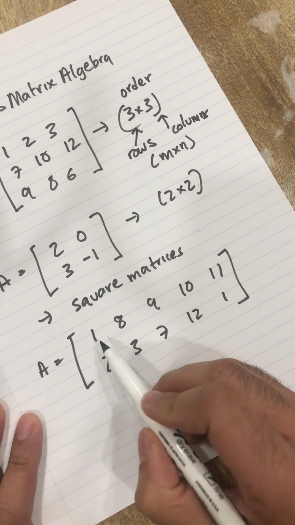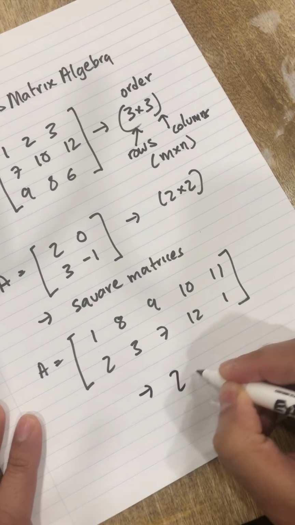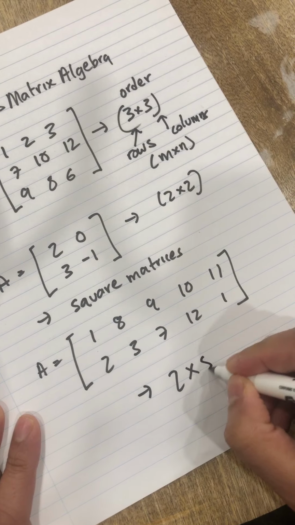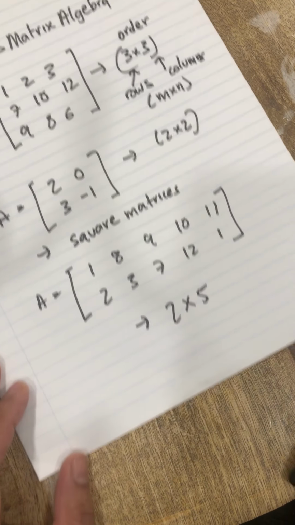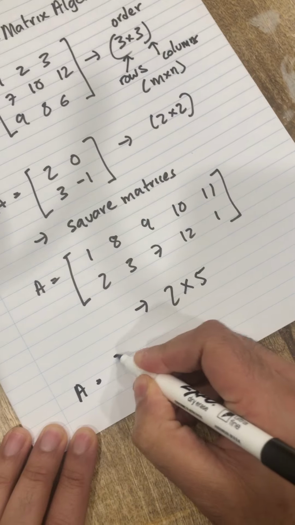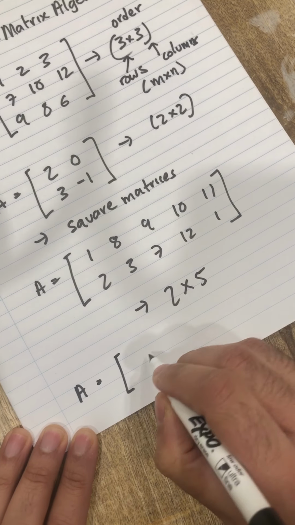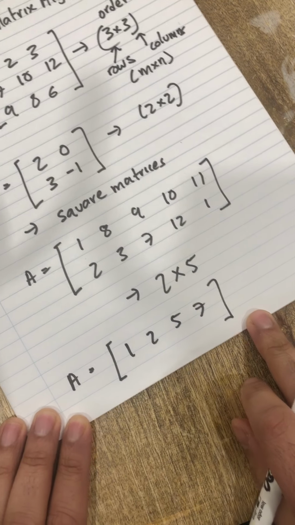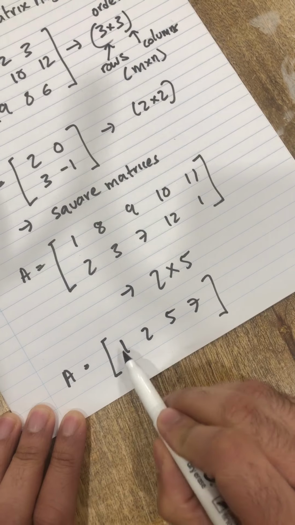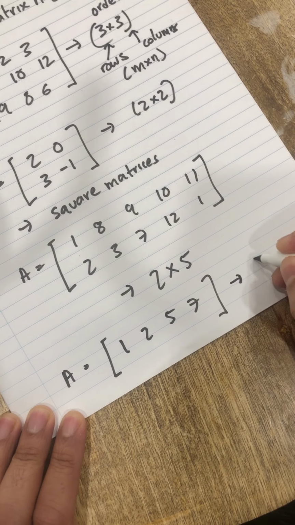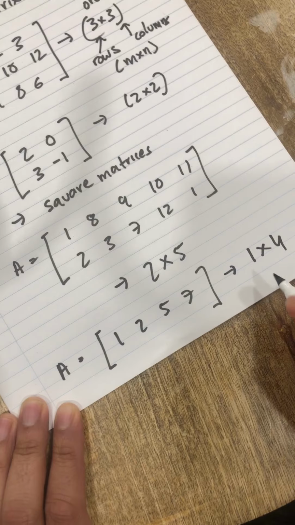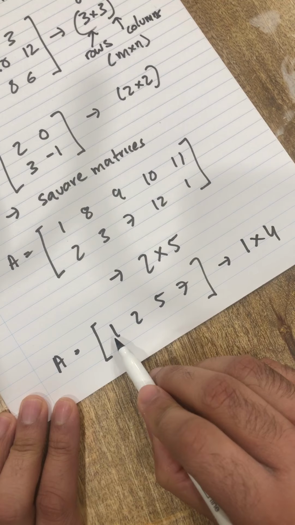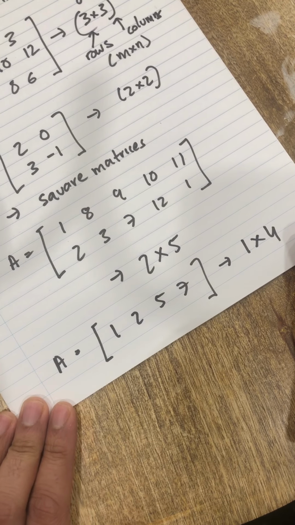This would be a matrix which has two rows, and how many columns? 1 2 3 4 5. So this would be a 2 into 5 matrix. And finally, you can even have a matrix which just has one array, so 1 2 5 7. You can even have a matrix which looks like this. This is a matrix which has one row and 1 2 3 4 columns, so 1 into 4. So you can even have a matrix with one row and 4 columns.